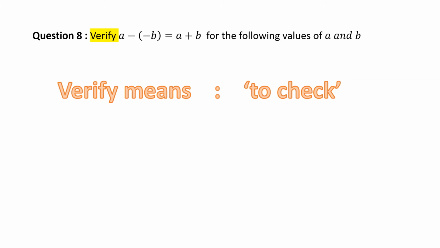Question number 8 is: verify a minus b is equal to a plus b for the following values of a and b. So in question number 8, you have been given 4 subdivisions. Each subdivision contains one value for a and one value for b, and as you can see, they have asked us to verify. Now the main aim of the question is to verify.